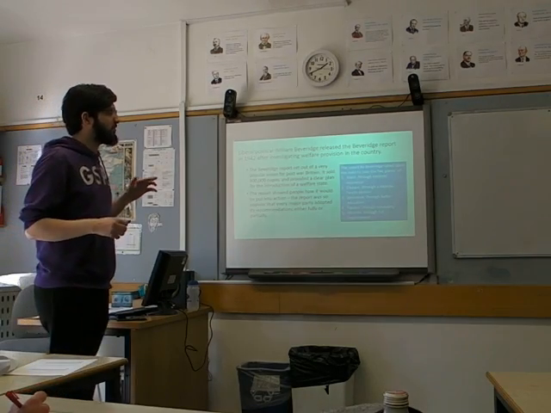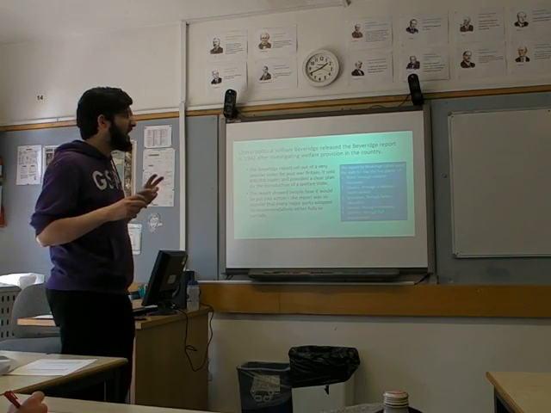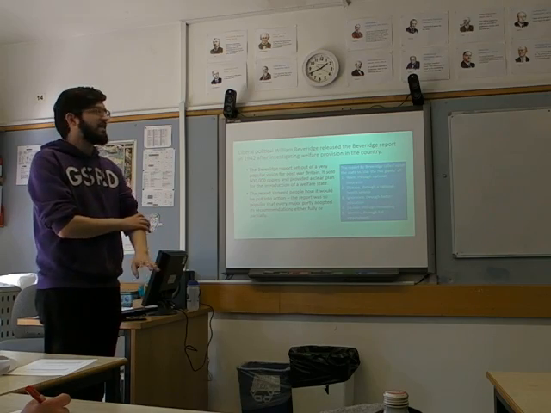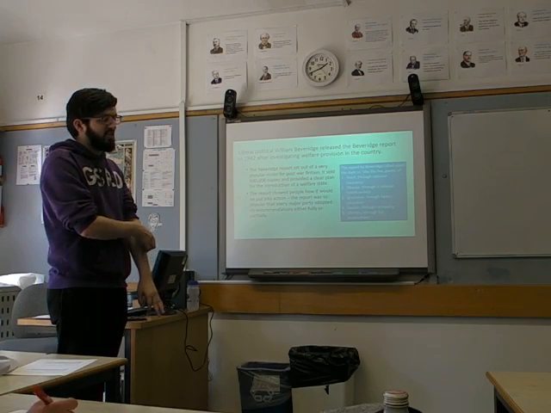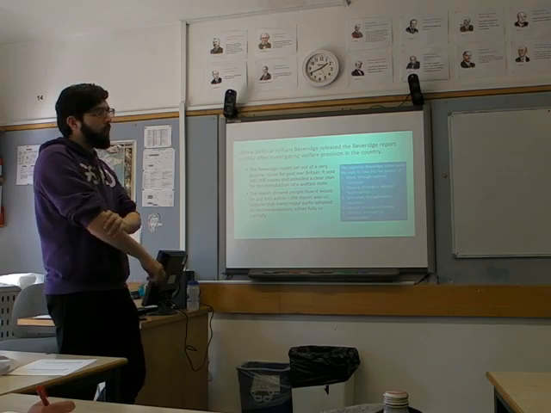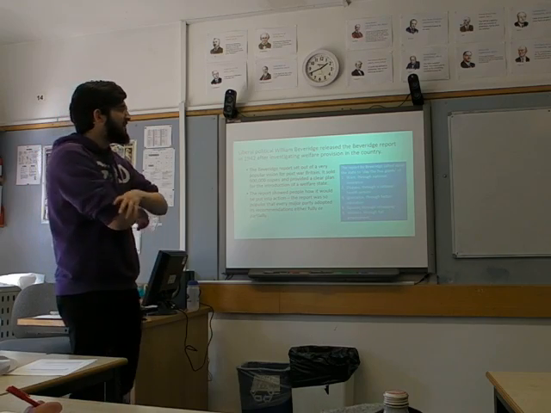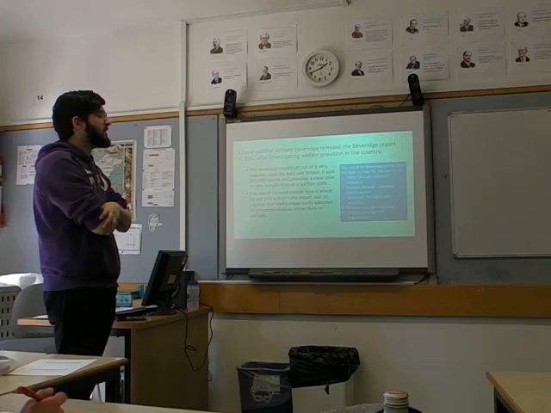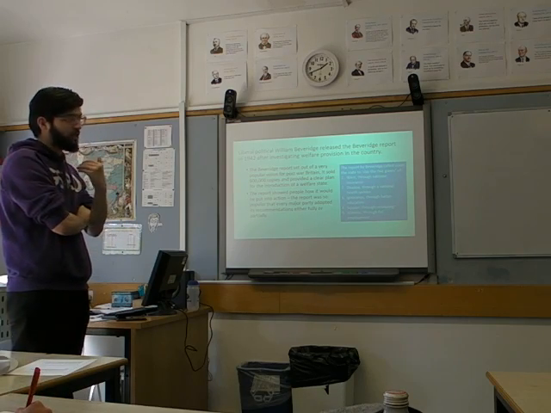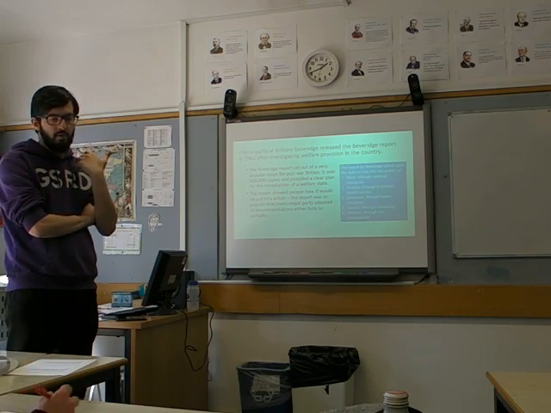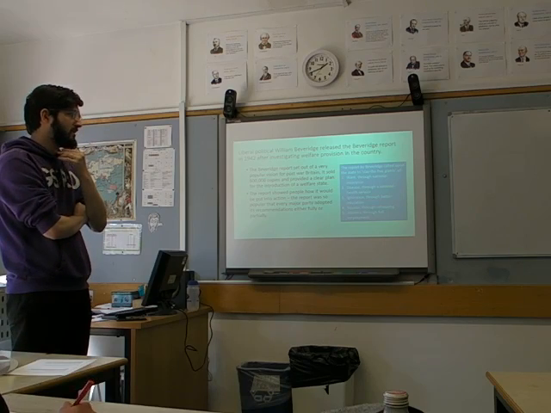The report calls upon the state to slay the 5 giants. And the 5 giants that Beveridge says the state has to slay are want, aka poverty, and that would be slayed through national insurance, aka benefits for people, or unemployment assistance.